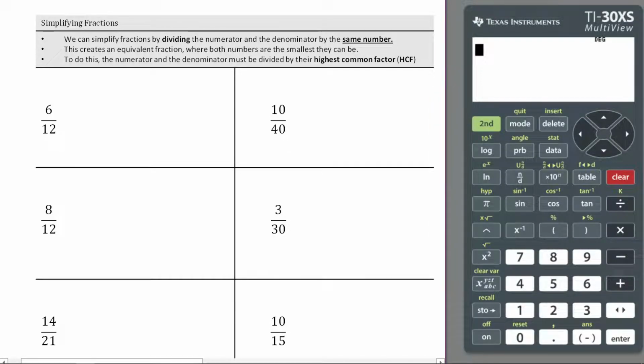All right, we're now going to continue talking about simplifying fractions here, and I want to show you how to do this on your calculator as well. These are the same instructions that we saw above, so let's just jump straight into it.